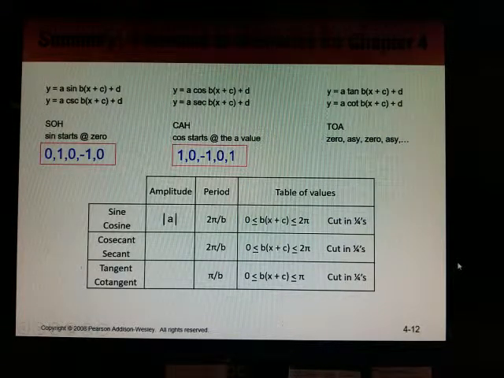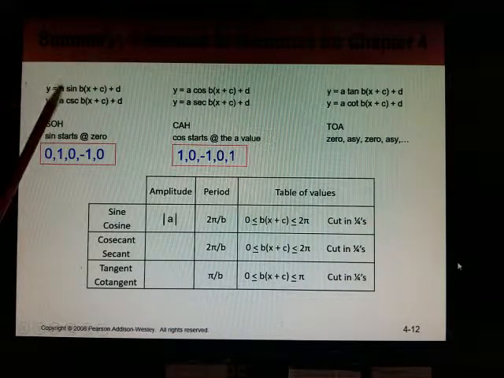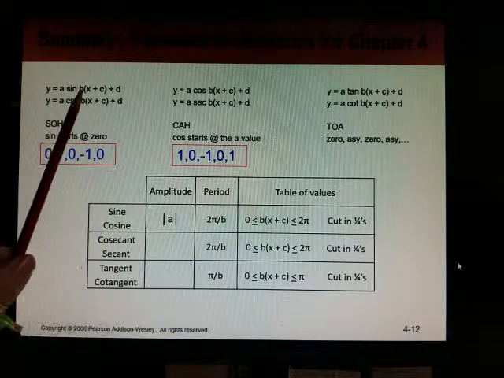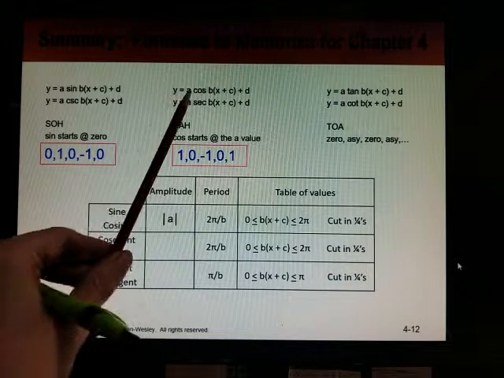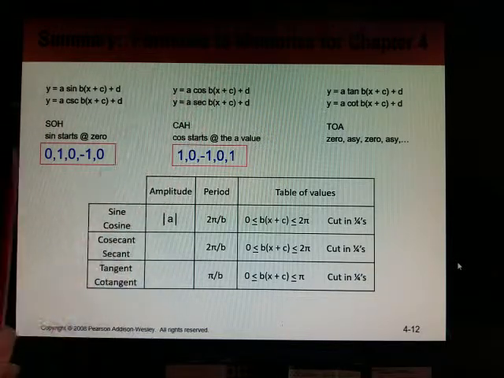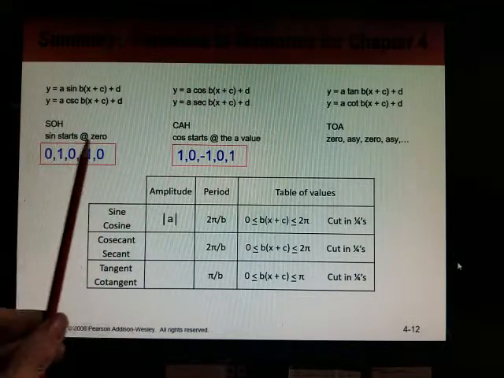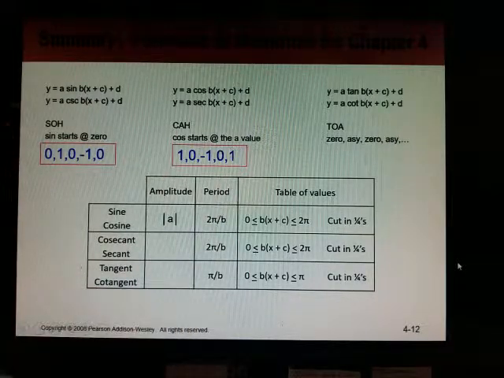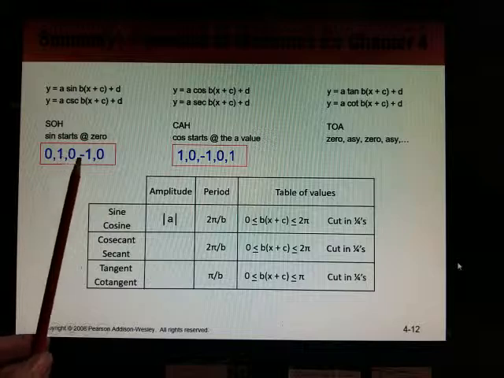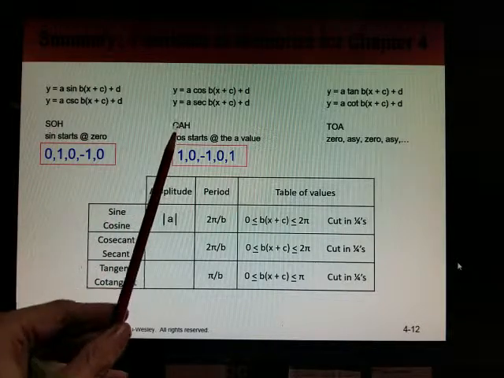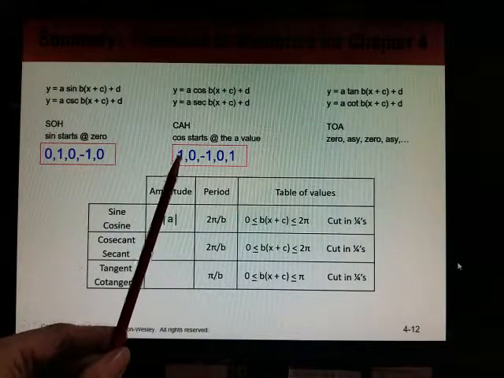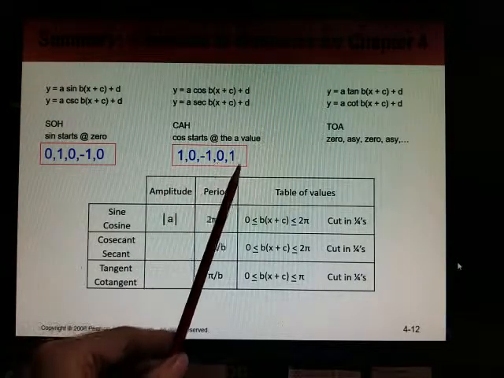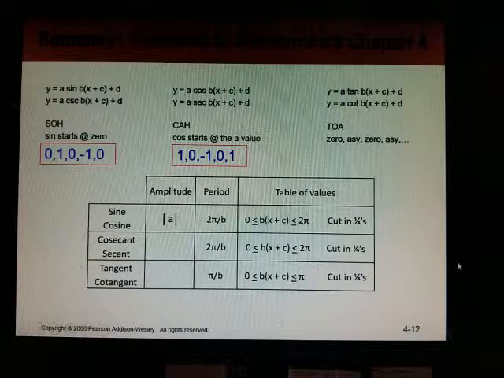All right, so for today's homework only, you have to remember that the absolute value of a is your amplitude. The period is 2 pi divided by that b. And that the sine graph starts at 0 from SOHCAHTOA. The cosine graph starts at the a value. And on the unit circle, the sine goes 0, 1, 0, negative 1, 0. And on a cosine graph, you start at the x coordinate on the unit circle, which would be 1, then 0, negative 1, 0, 1.